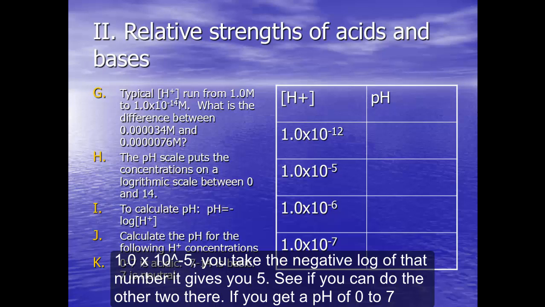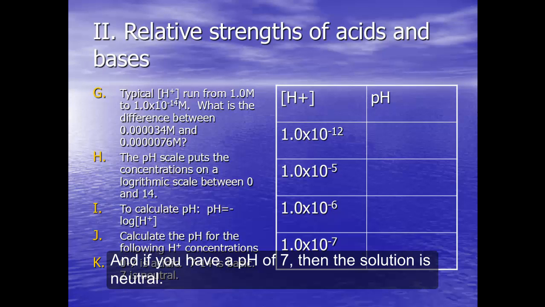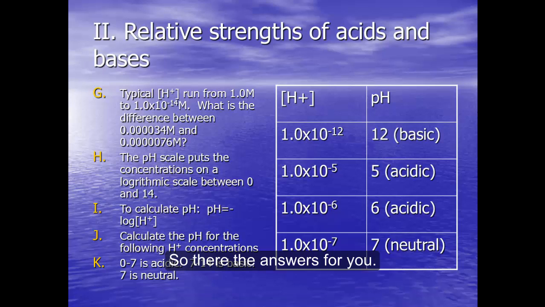If you get a pH of 0 to 7, then it's acidic. 7 to 14, you've got a basic solution. And if you have a pH of 7, then the solution is neutral. So there are the answers for you.